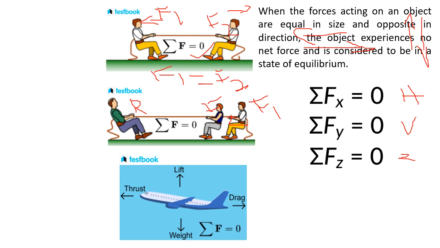When the forces acting on an object are equal in size and opposite in direction, the object experiences no net force and it is considered to be in a state of equilibrium. So this summation of forces equal to 0 is equilibrium of forces.